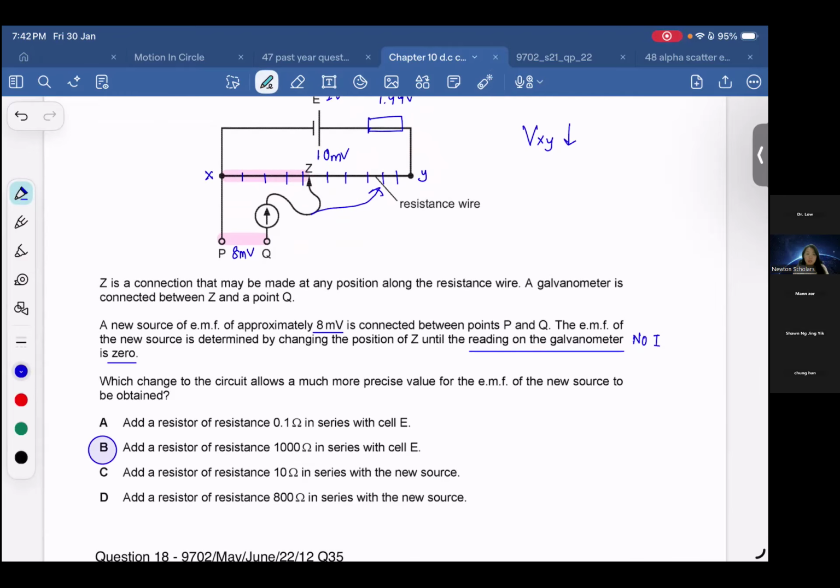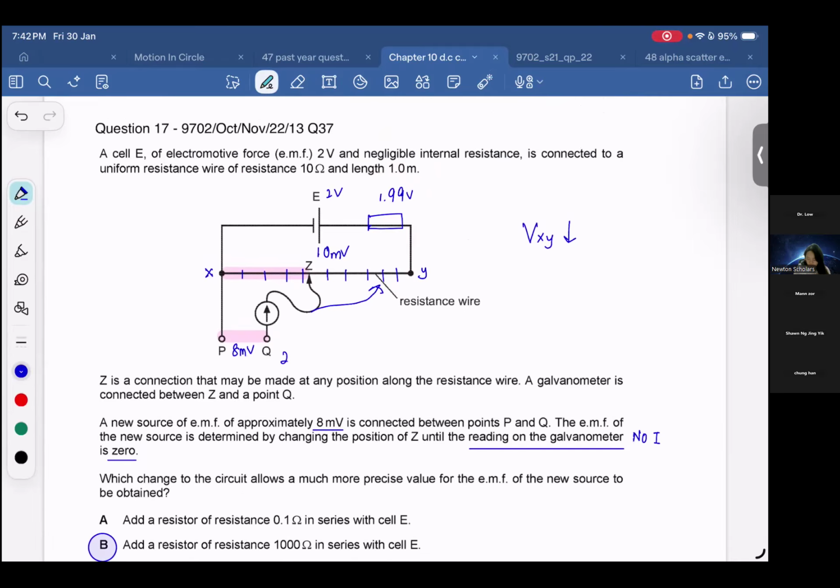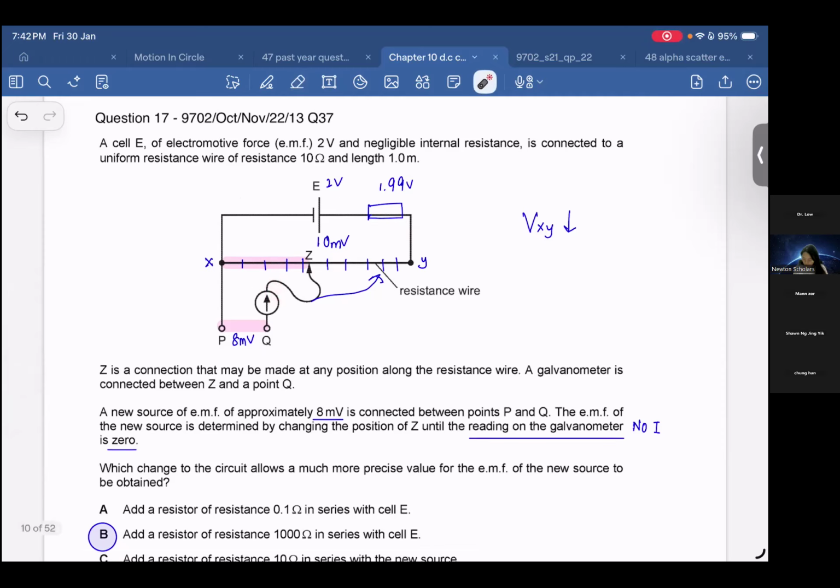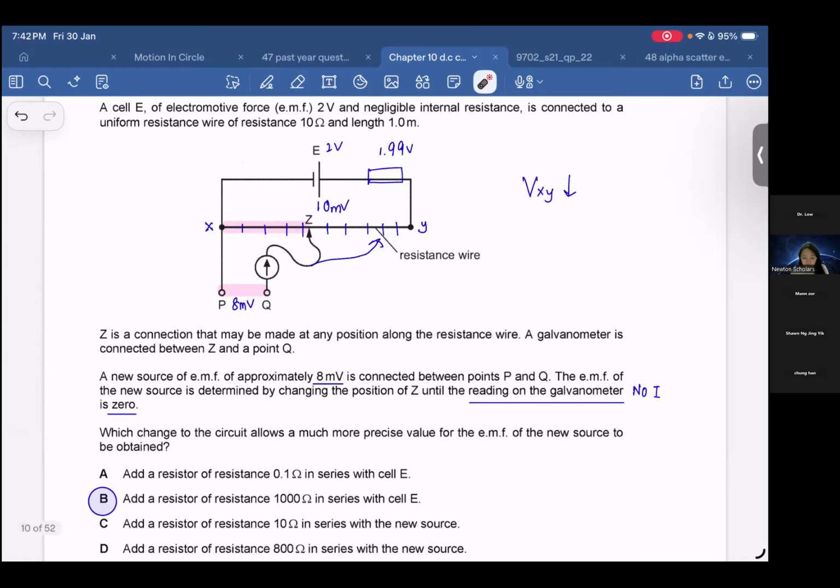To be B. So if, let's say, here I become 2 millivolt, can we detect? Yes, move to here. Easily to detect a small voltage change. Okay, for this question, is there any question?